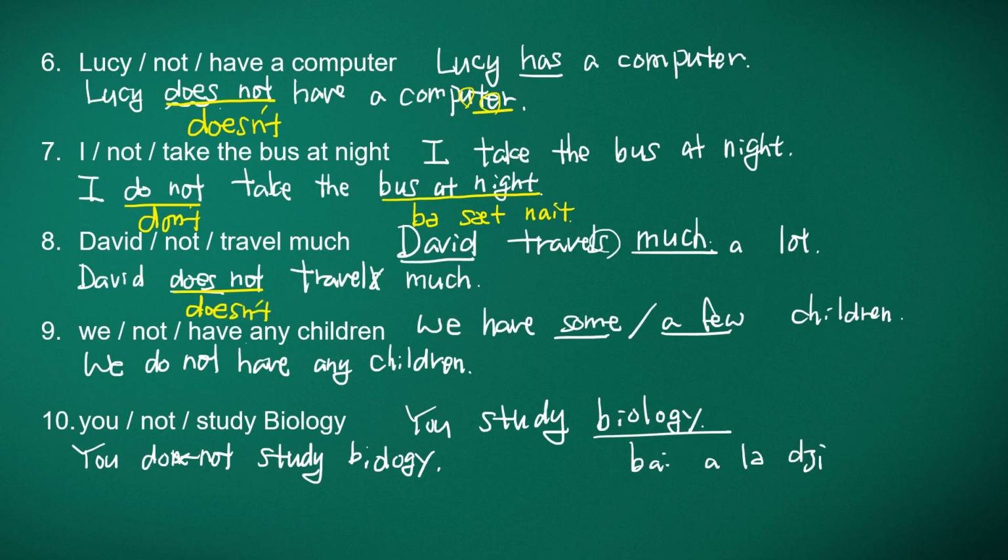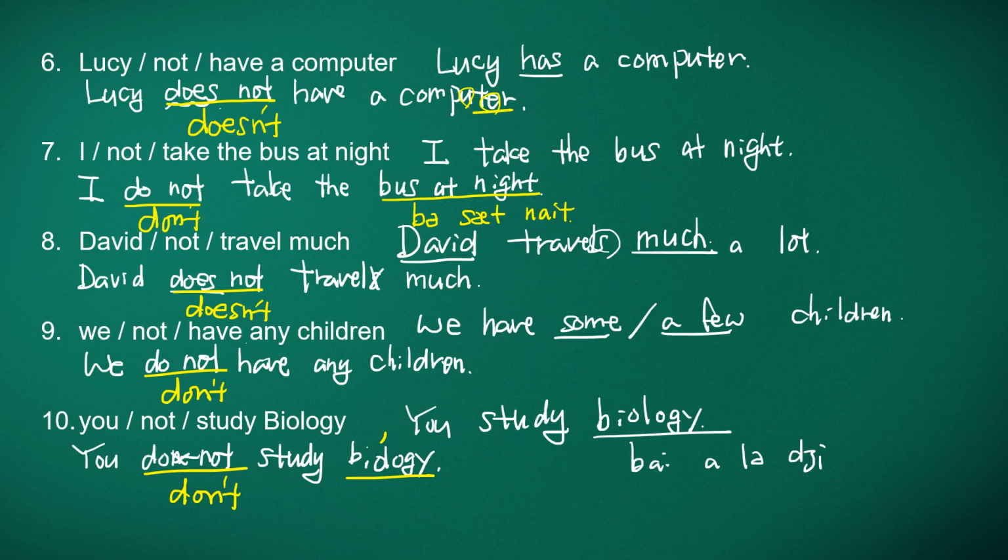David doesn't travel much. And we do not have any children. We don't have any children. And you don't study biology. Remember, the pronunciation is biology, actually on the second syllable. Biology. Let's read the sentences again.